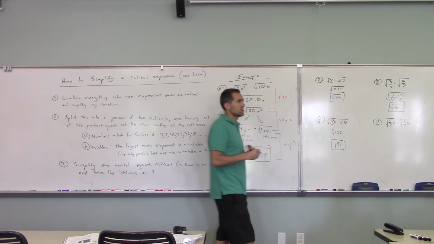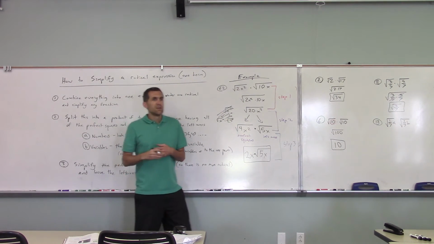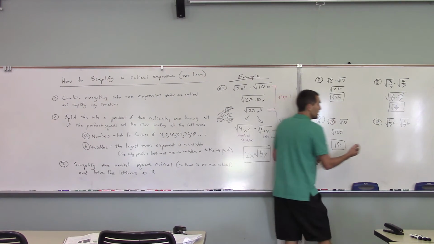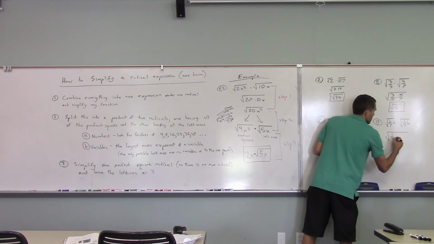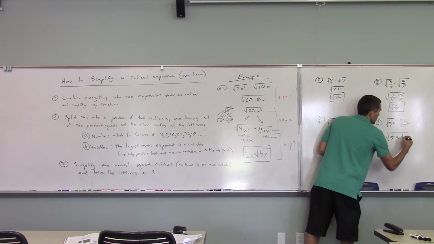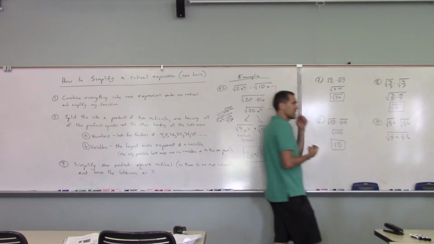What about 12? Combine them. Yeah, well, let's combine them, what do we get? Whatever's on the A, times whatever's on the B. Yeah, okay, and how can we combine those a little bit?